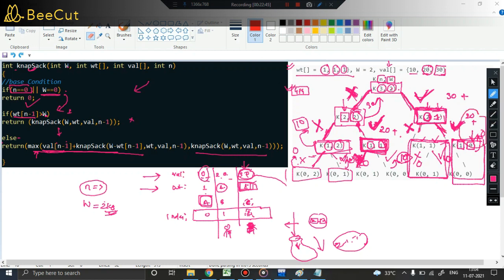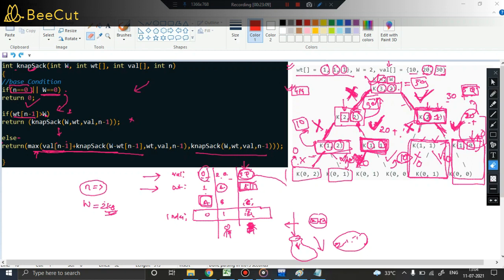Its left wing will return a value of 10. So 10 and 20, which is the maximum? 20 is the maximum. So 20 will be returned, and 30 plus 20 will give you 50. Now among 50 and 30 from this left wing, which is the maximum? 50 is the maximum. So it indicates that this value will be 50 as per this example, right? So this is how the recursion is actually working.